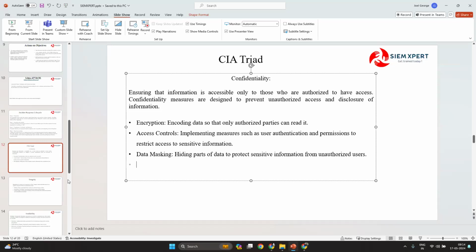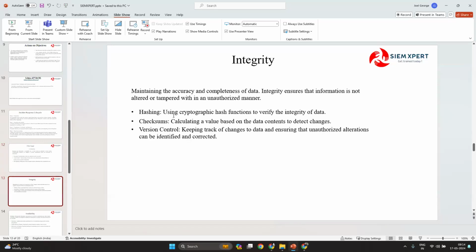Now moving on to the next one, that is integrity. The main objective here is to understand if the information sent from person A has not been tampered with while in transmission and has been received as is by the recipient.